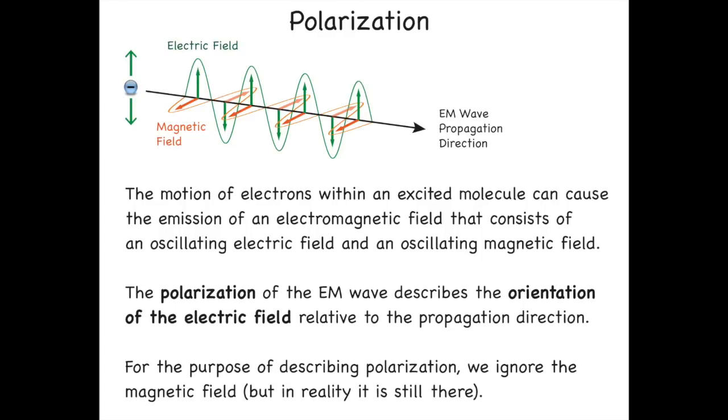So remember that the polarization of an electromagnetic wave describes the orientation of the electric field relative to the propagation axis. Right? In this picture, I've shown the electric field oscillating vertically, and of course then the magnetic field is horizontal. But for the most part, we're going to ignore the magnetic field, and we're just going to focus on the electric field. So this would be a case of the electric field oscillating vertically. Right? We call that a vertical polarization.